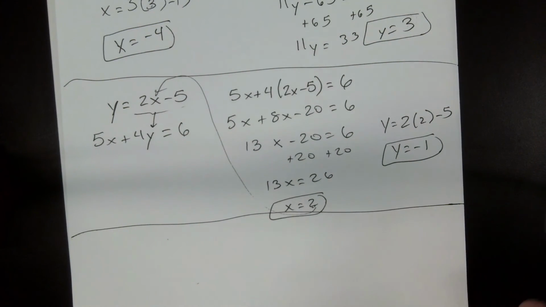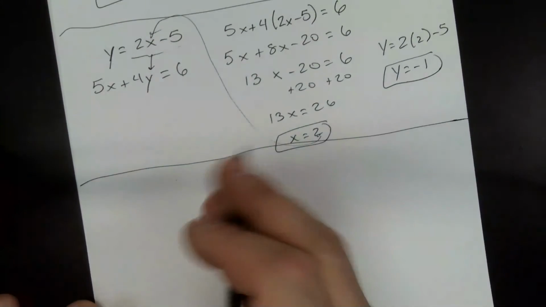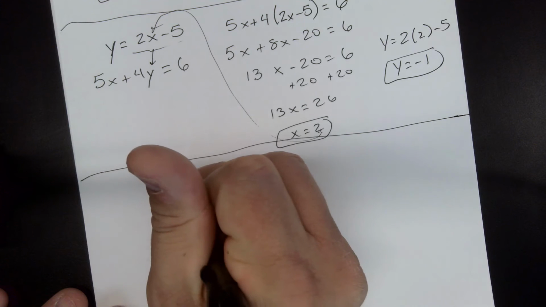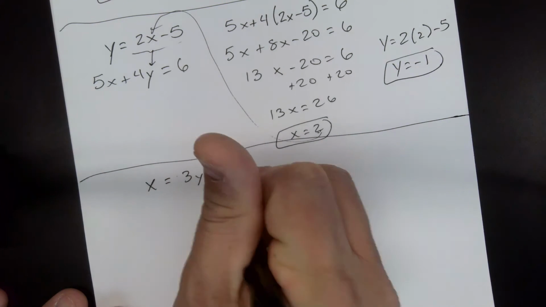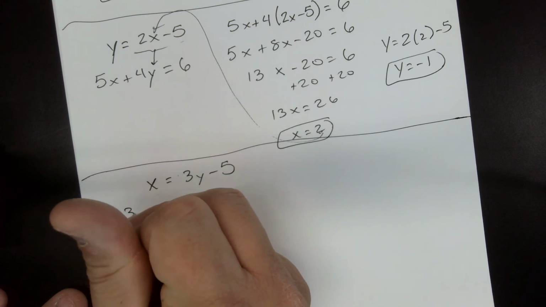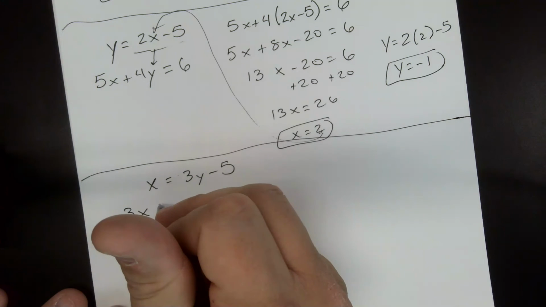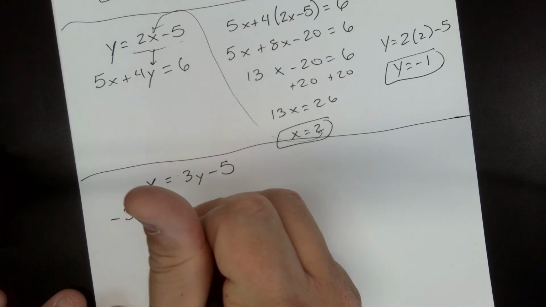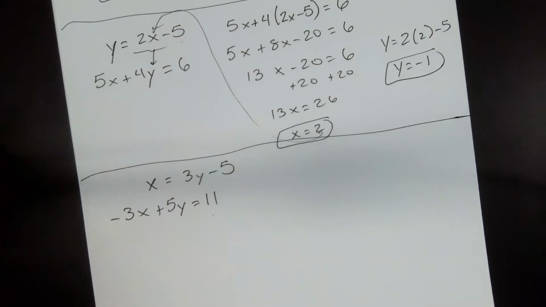Okay, we're going to try one of these on your own. You guys ready? x equals 3y minus 5. Negative 3x plus 5y equals 11.